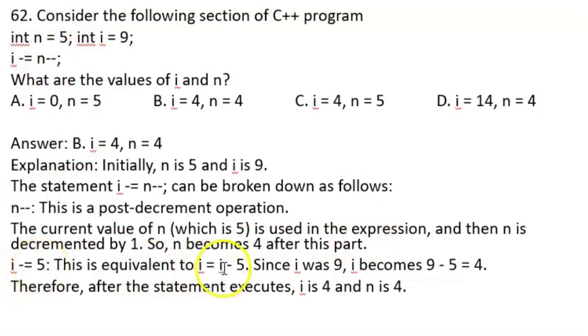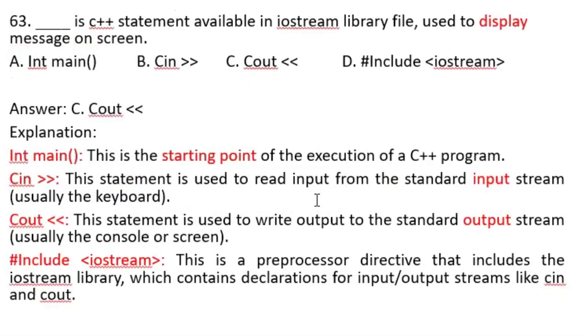i -= 5 means i = i - 5. i was 9, minus 5 is 4. i is currently 4, and n is 4. The answer is B. Therefore, after the statement executes, i is 4 and n is 4. This is a very nice question.